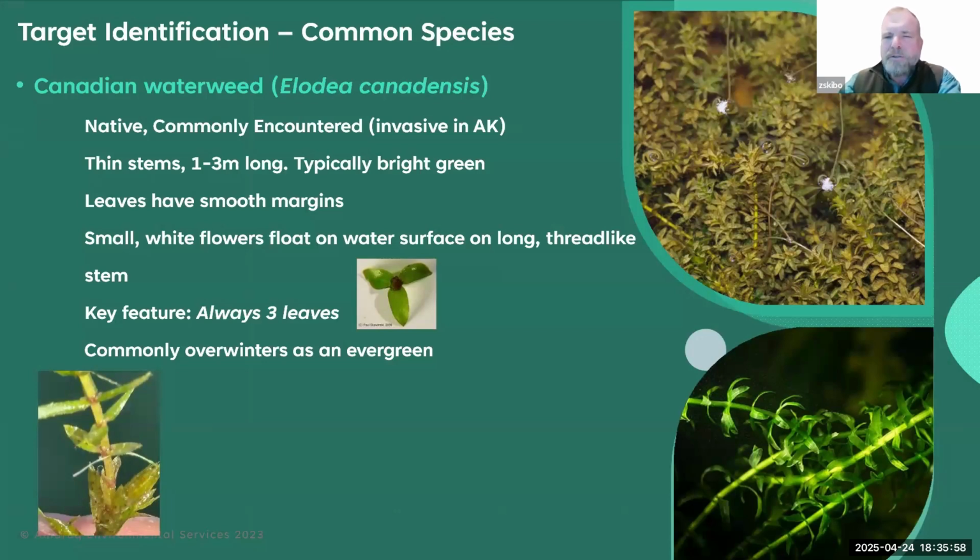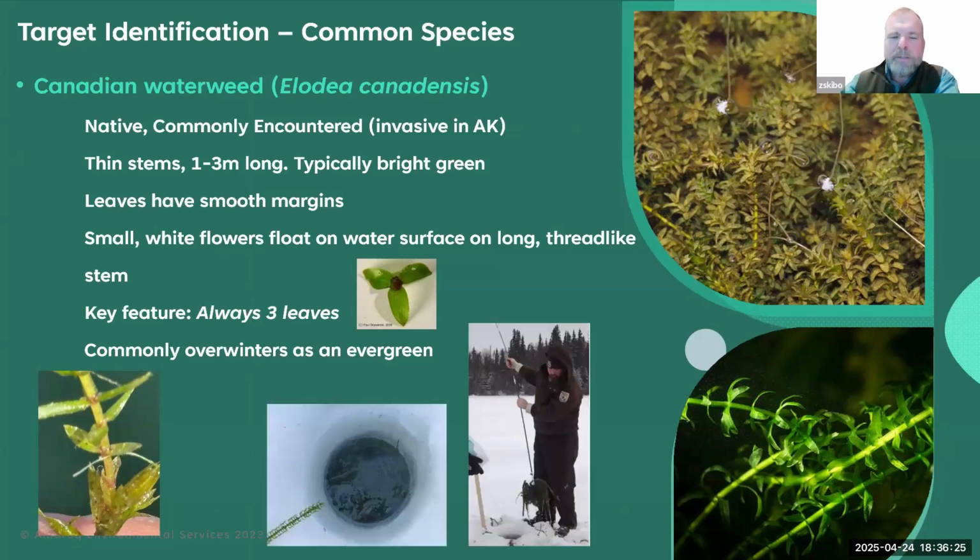Mid-season, late season, so June, July, August, you might see small white flowers on the surface, but that's not really a good identification feature. The easiest one is to break that stem and look down on top of it. If it's got 3 leaves and 3 leaves only, it's Elodea. Now this one commonly overwinters as an evergreen. However, in the wintertime and early spring, it's usually kind of brownish, yellowy colored in that top right picture. But when it's vibrant and healthy in a water body, it looks lime green.